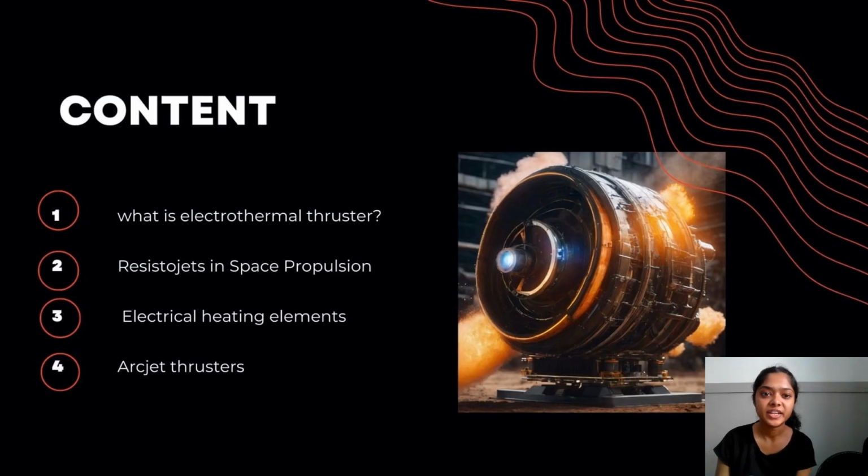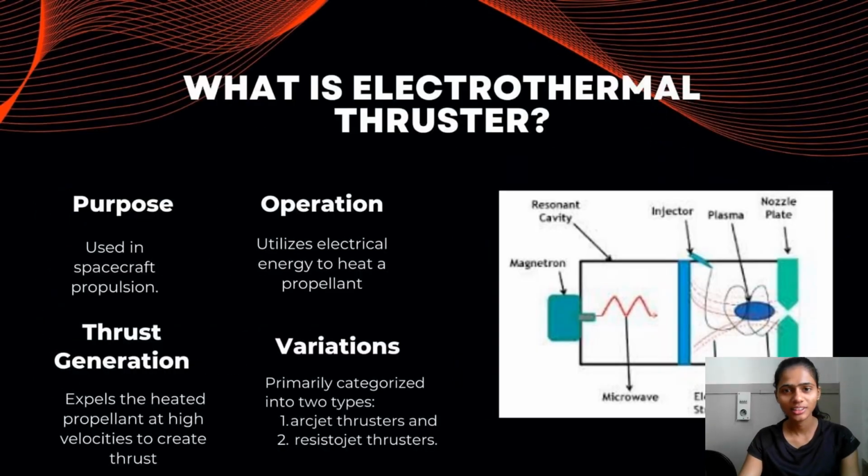So in this PPT we will be seeing the following contents. The first is electrothermal thruster, then we'll be seeing resistor in space propulsion, then electrical heating elements and arc jet thrusters.